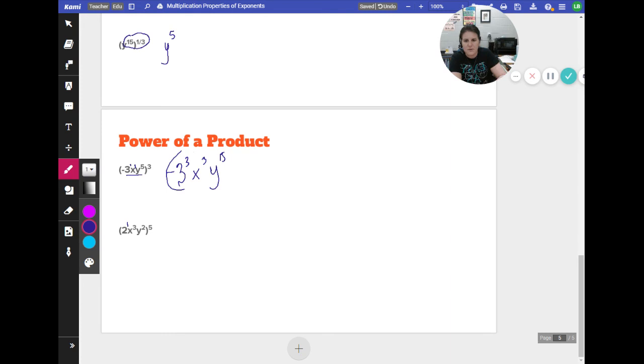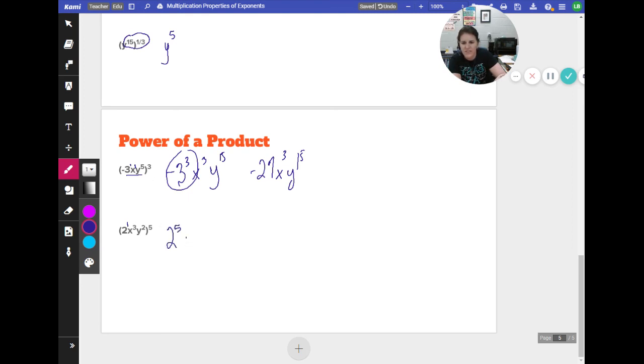Okay, so now we can simplify. What is -3 times -3? That's a +9. +9 times -3 again makes -27. X to the third, y to the 15th. Pretend that's a little 15. It looks kind of big. So again, we're going to distribute that power throughout.